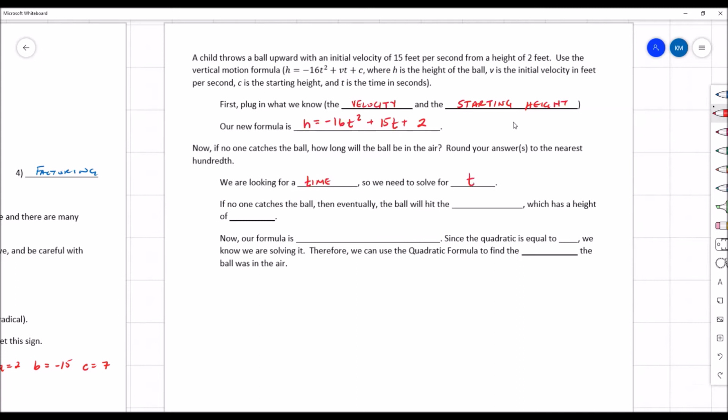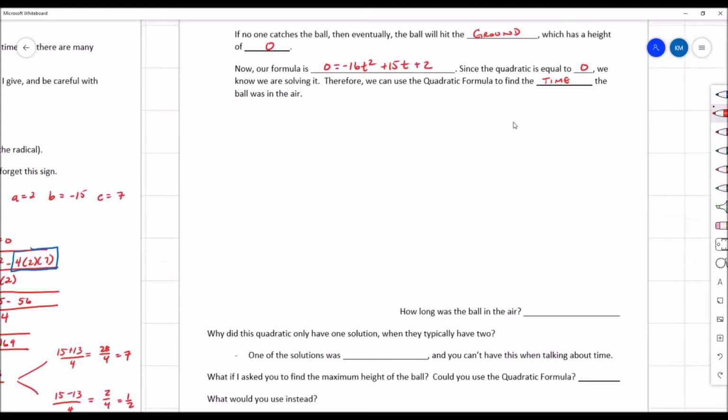If no one catches the ball, then eventually the ball will hit the ground, which has a height of 0. So now we understand what our height is. We don't even have 2 variables, we have just 1. Our formula should be 0 equals negative 16t squared plus 15t plus 2. And since the quadratic is equal to 0, we know we're solving. Therefore, we can use the quadratic formula to find the time the ball was in the air.